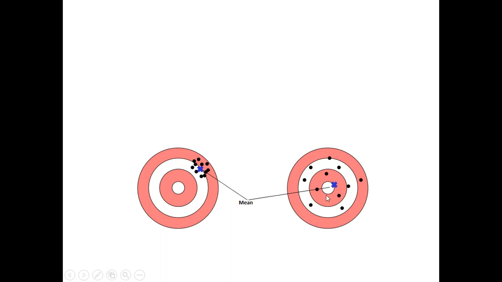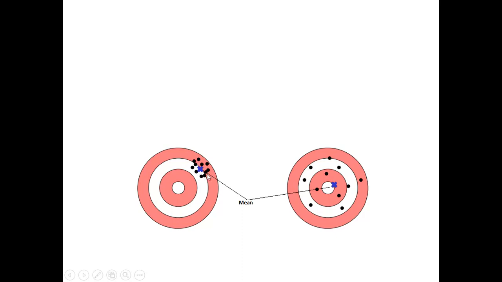Here you can find that this is the target point, and these black dots indicate that most of these shots happen exactly around the target point. But in this case, we can find that these black dots are all concentrated at one particular point, and even though it is far from the target point, it is very highly precise.